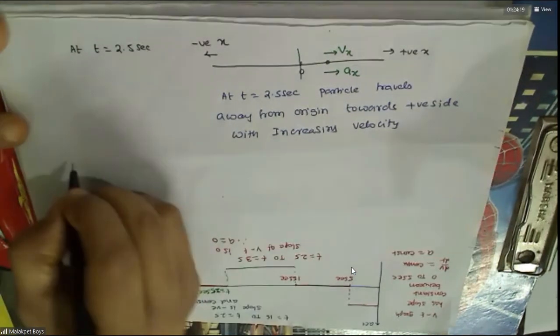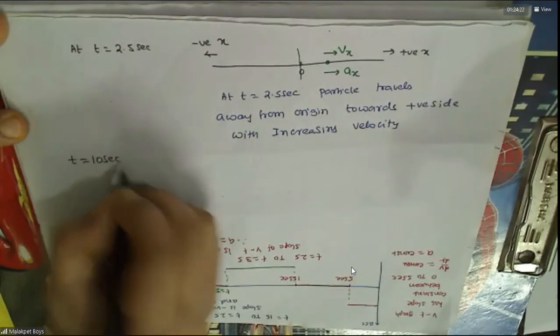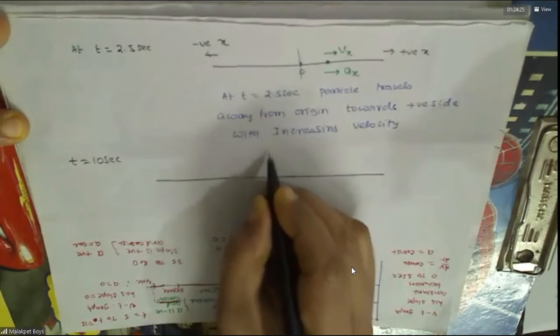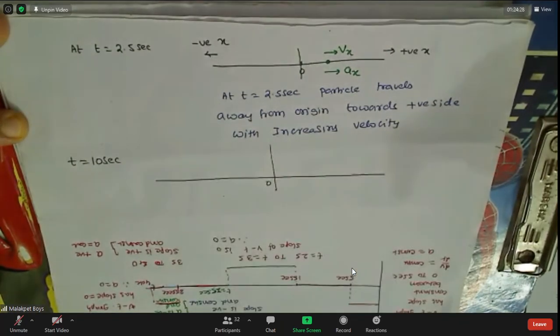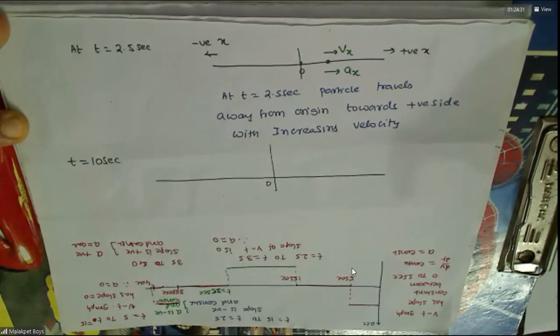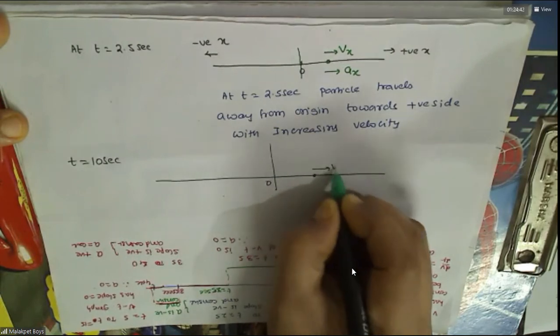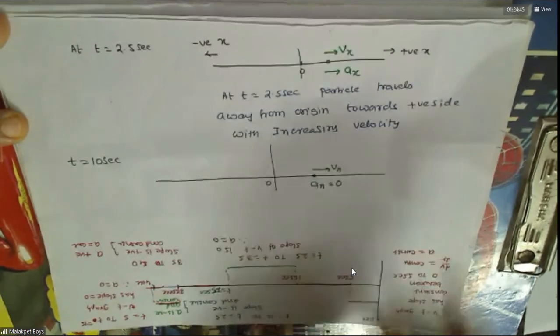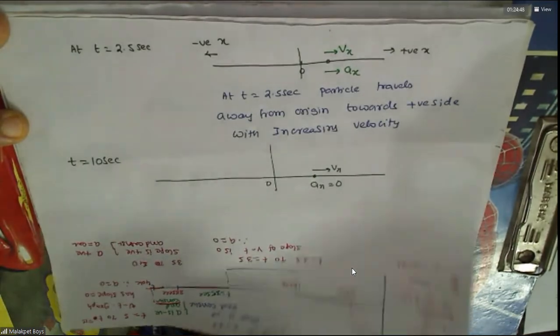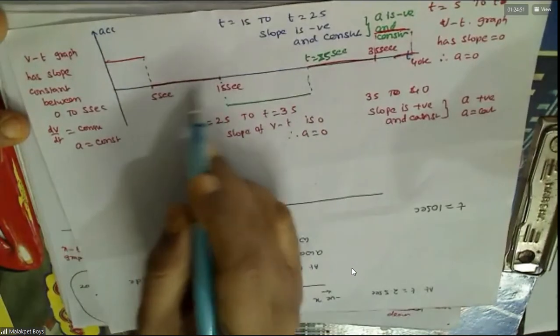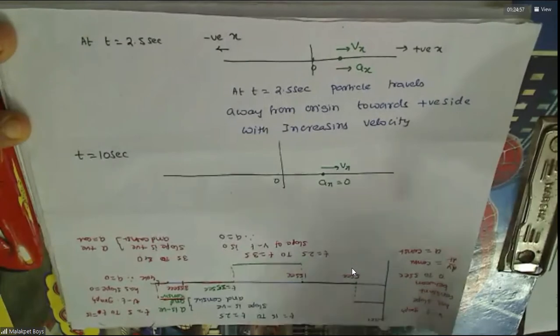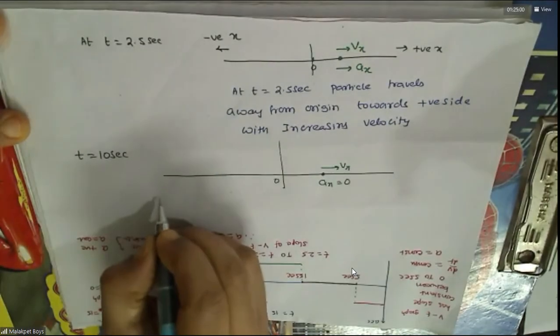Likewise, try to plot at t equals 10 seconds. This is the origin. Where is the particle at t equals 10 seconds? The particle is only on the positive side again. What is the velocity and acceleration? Velocity is positive. Acceleration is 0. Look at the graph, acceleration is 0 only. Particle travels away from origin towards positive side with constant velocity.